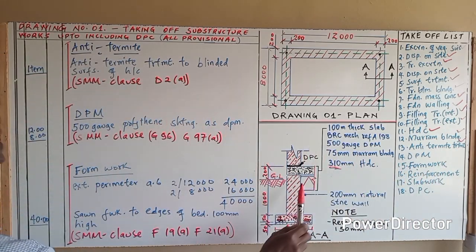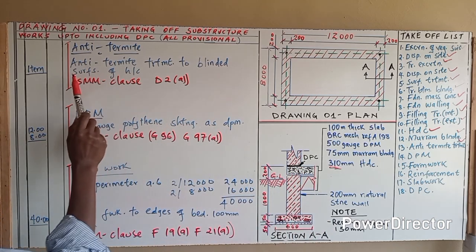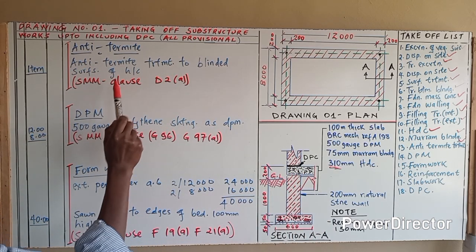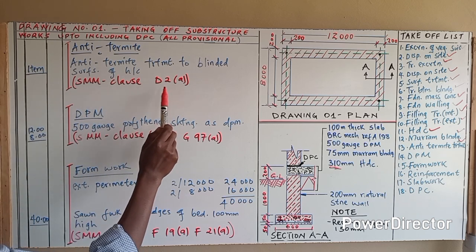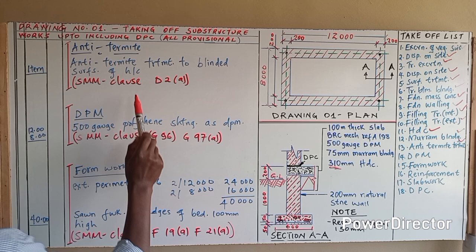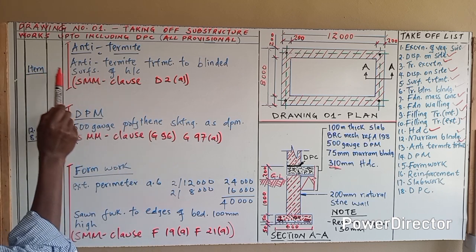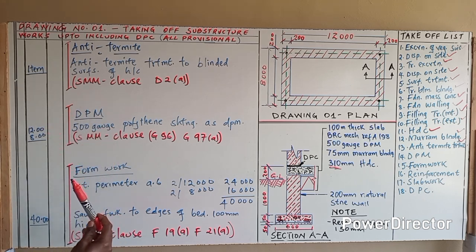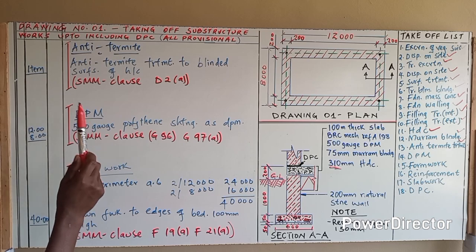Now let us move to heading 13, that is anti-termite treatment. It is being done over the blinding which was done over the hardcore. So when explaining that, anti-termite treatment to blinded surfaces of hardcore. And if you need, SMM clause D2A explains how anti-termite is being applied at the site. If you book this, you book it as an item. Watch the following demonstration of the surfaces where the anti-termite is being applied.